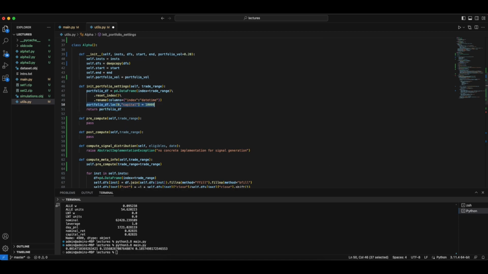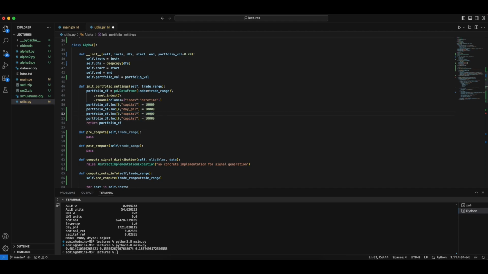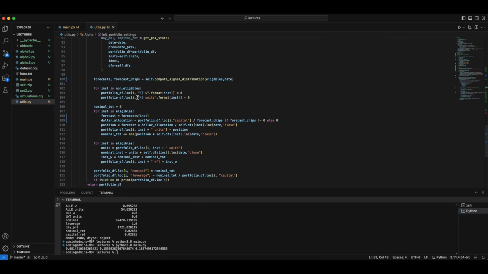Let's just do some more settings here. Let's fill in more statistics: capital return and nominal return. Okay, so the P&L, let us start with 0, 0, and 0. Now let's look at here. So we've already made our forecasts.